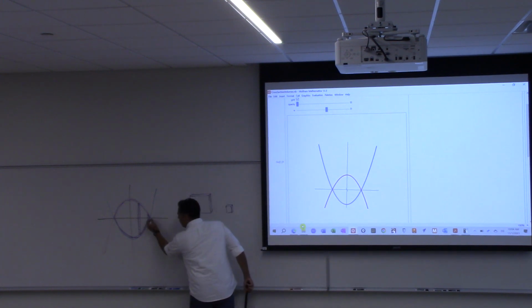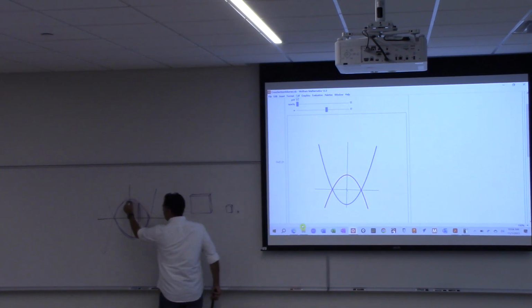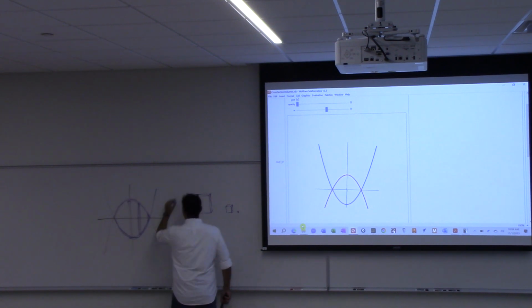What about really close here to the edge? Slice through, it would be a tiny little square, right? And then if I cut through the middle, big square, right?